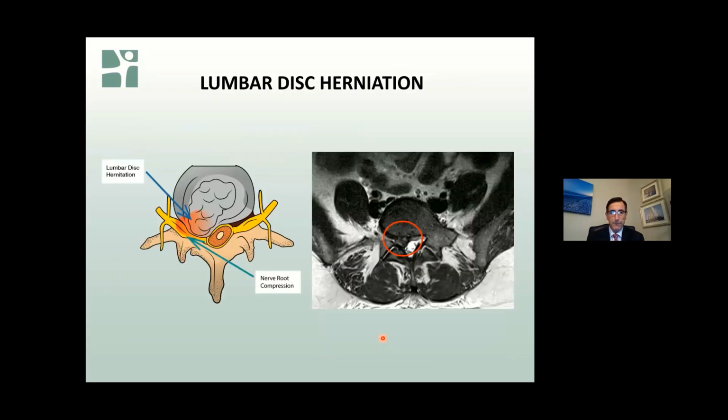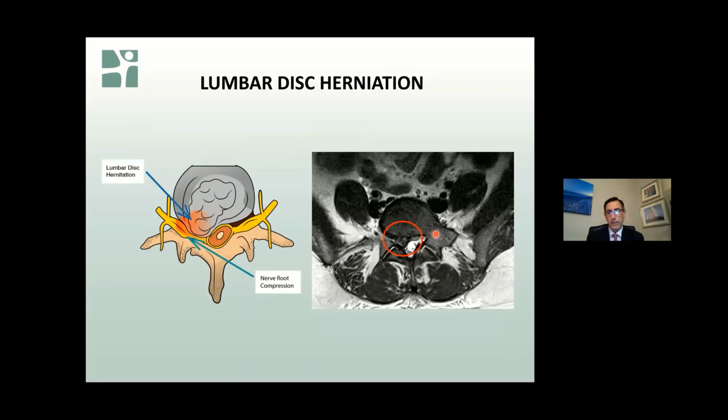So here we have an illustration of what happens when you have a herniation. Here you have the nucleus, which is coming out, the annulus, which is torn, and the nerve root coming off the spine, off the sac of nerves, really is being compressed. So the nerve is being squeezed. That's very painful and can cause some weakness and numbness. And there's also a lot of inflammation associated with that.